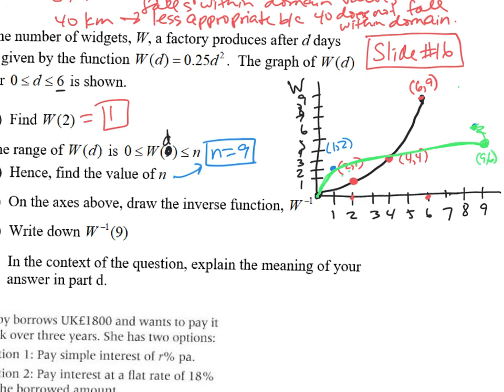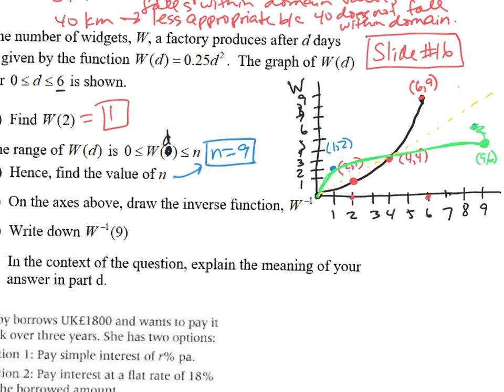Now, you should be able to see symmetry in the line y equals x. Okay, that's a good check to make sure you've drawn the inverse function. So that was kind of a mess, but it should be better on yours because you have a better graph to work with. Okay, so we drew the inverse function.